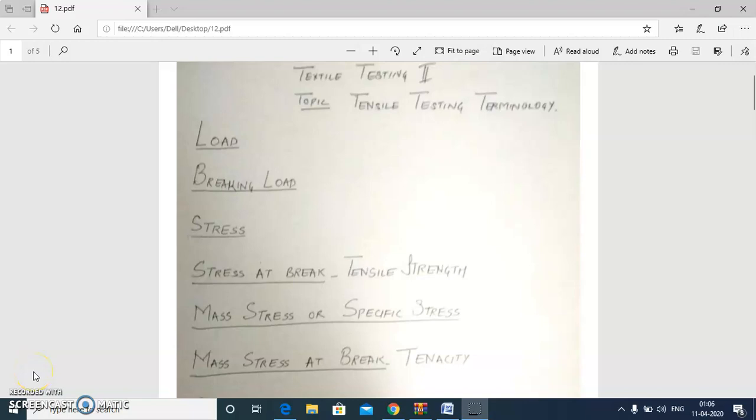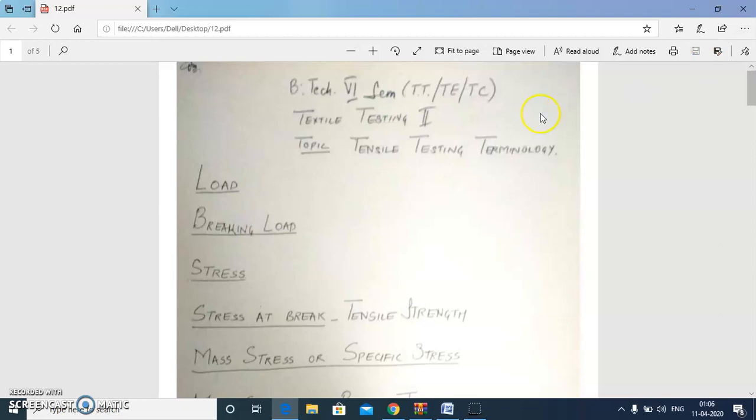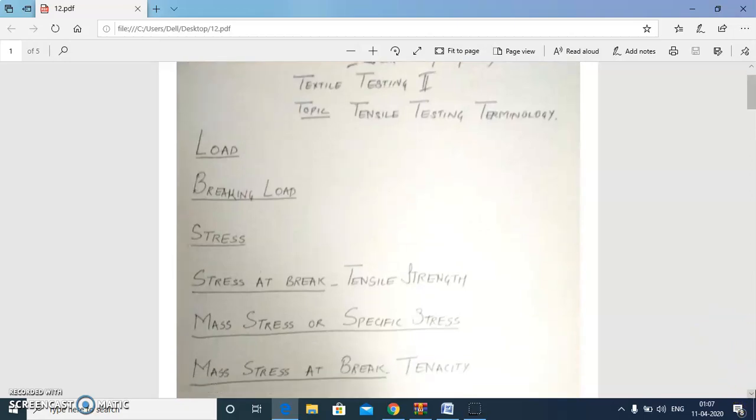Good morning, students. This is a lecture of subject textile testing for BTech 6M TT TC students, and the topic is tensile testing terminology. So, in this lecture, we'll try to understand the meaning of these terms: load, breaking load, stress.